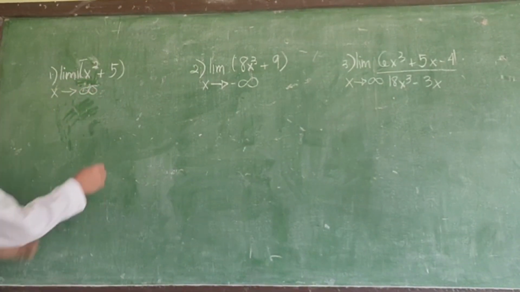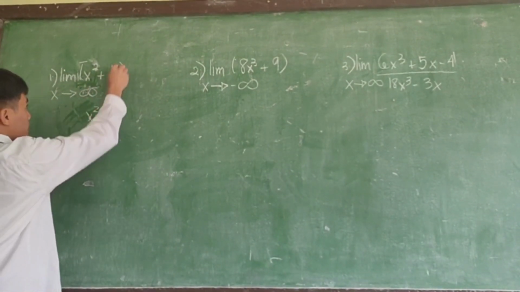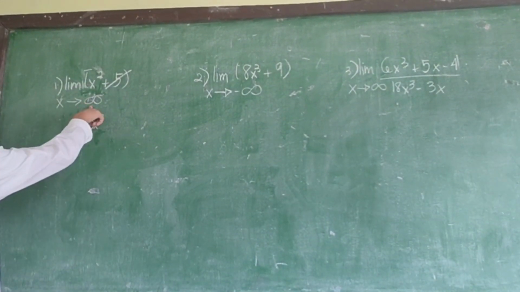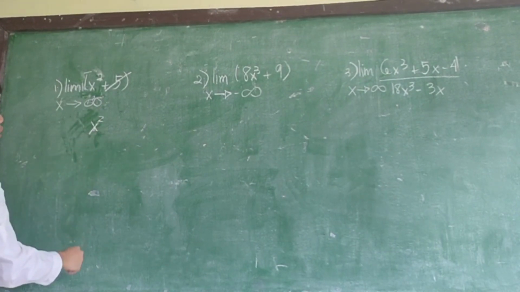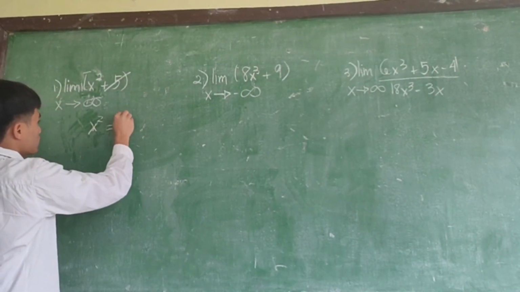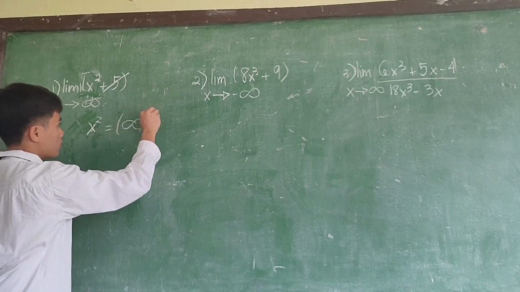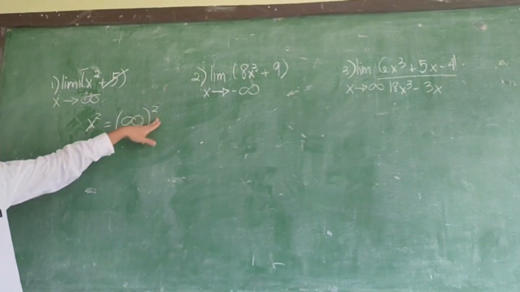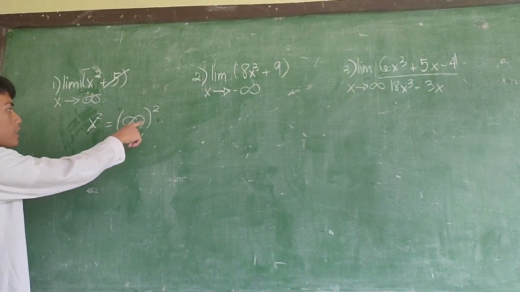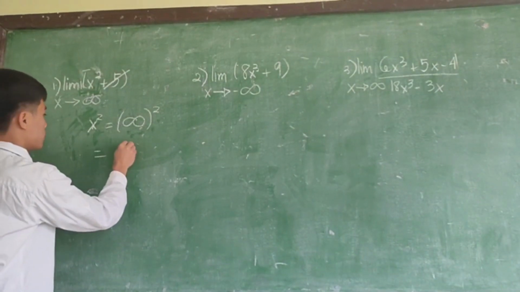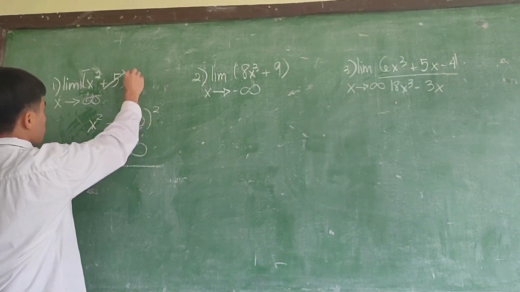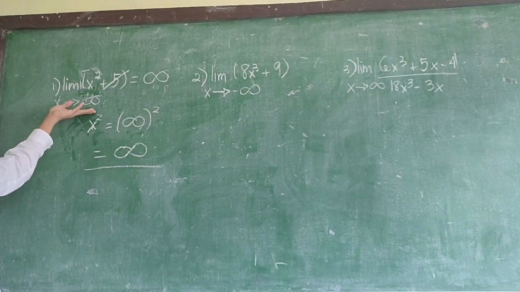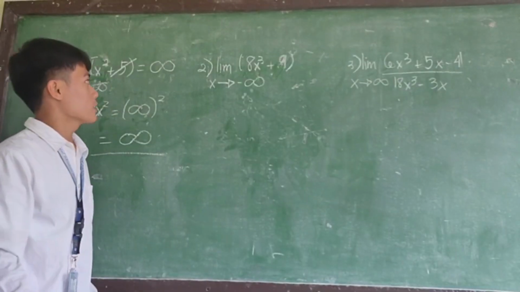So ang gagawin natin, i-distribute natin yung x squared, then cancel itong positive 5. So next natin gagawin is, isa-substitute natin itong infinity dito sa ating x squared, which is magiging ganito siya. So ano nga ba magiging sagot if infinity raised to 2? Infinity times infinity. Of course, we have infinity. Then magiging sagot niyan is infinity. The limit of x squared plus 5 as x approaches to infinity is equal to infinity. Tumako naman tayo sa number 2.